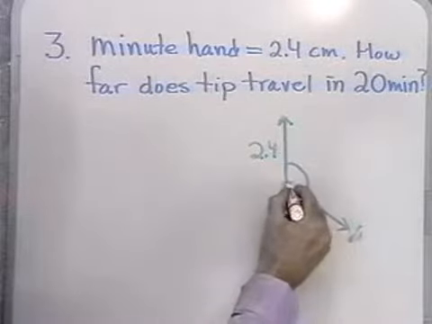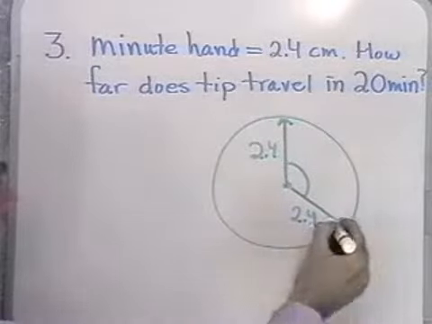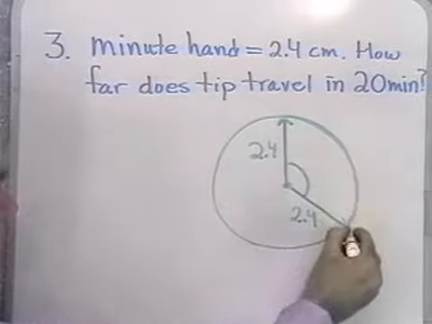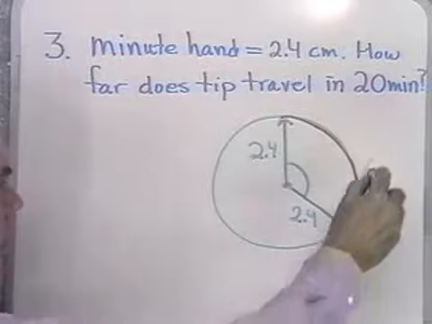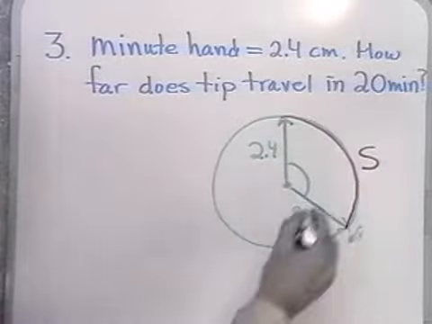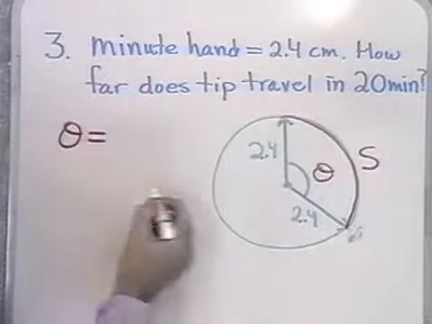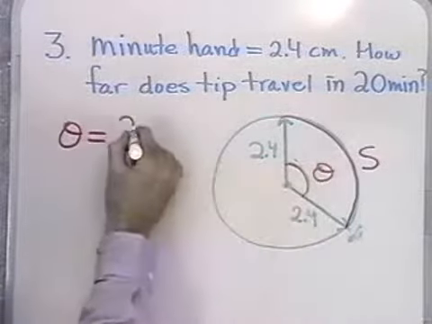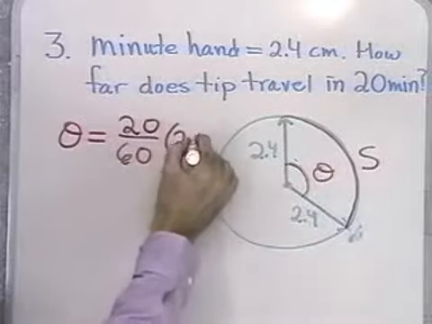Well, we can think of this as being a central angle in a circle of radius 2.4, and what I want to know is the distance that the tip of the minute hand travels. So I want to know, what is this arc length right here, arc length s? Well, I need to find this angle theta. Theta is equal to, well, this is 20 minutes. Once around would be 60 minutes, so 20/60th times 2 pi.